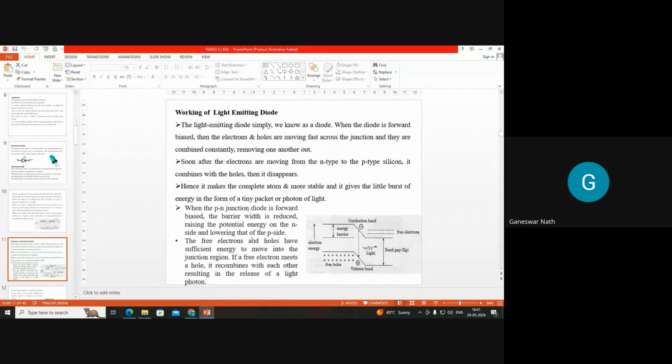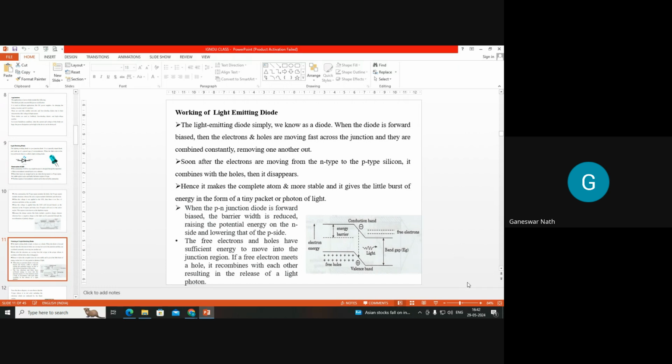So when the PN junction diode is forward biased, the barrier width is reduced. This is the region where the barrier width falls. When there is heavy interaction, the width of the barrier junction is reduced, and once it is reduced, it is easy for the charge to flow, and also for the current.